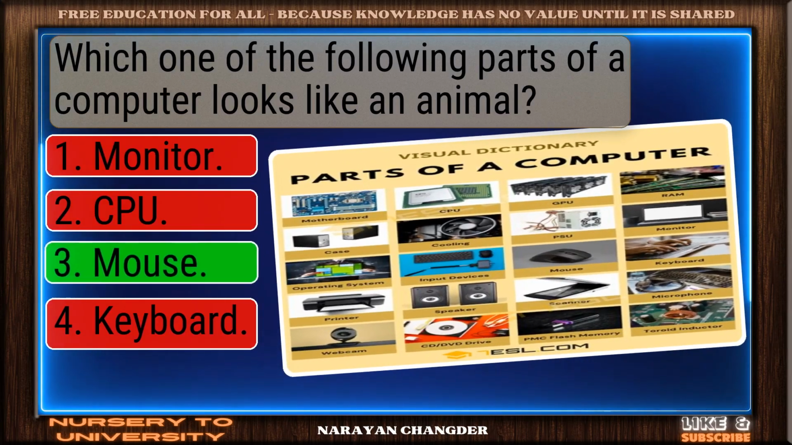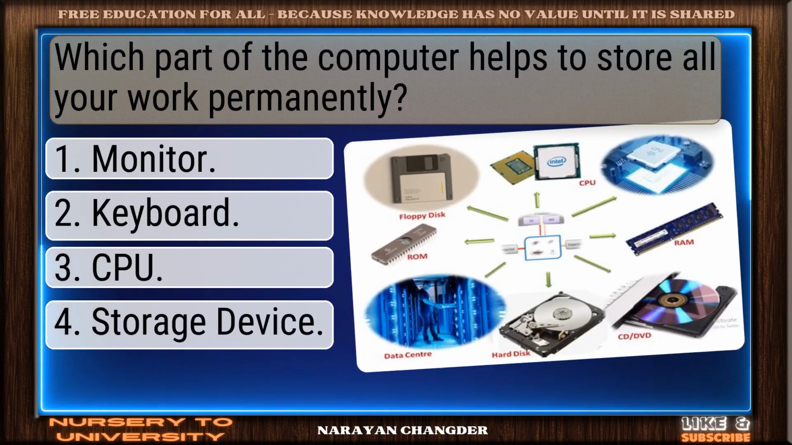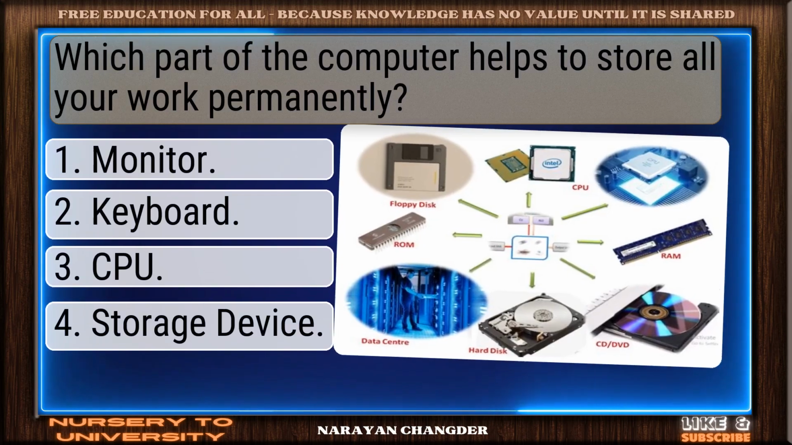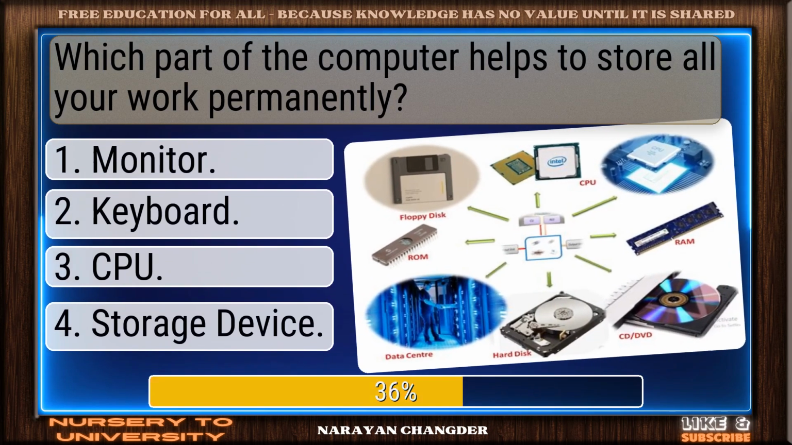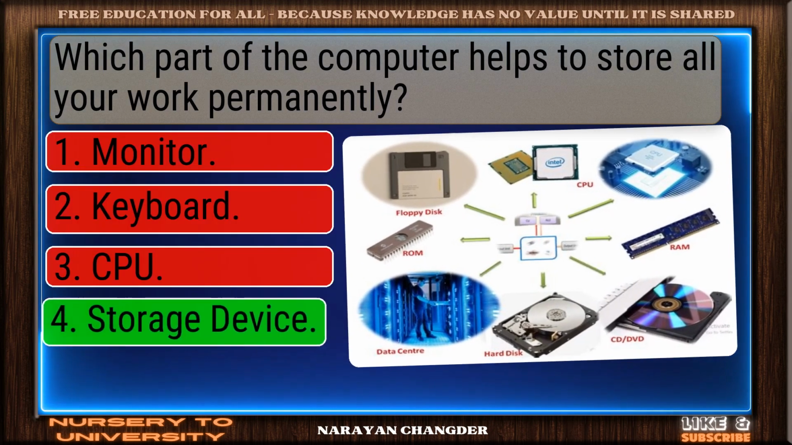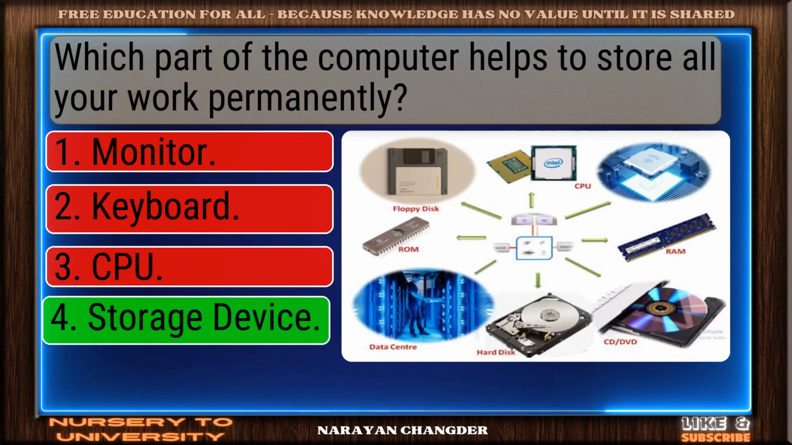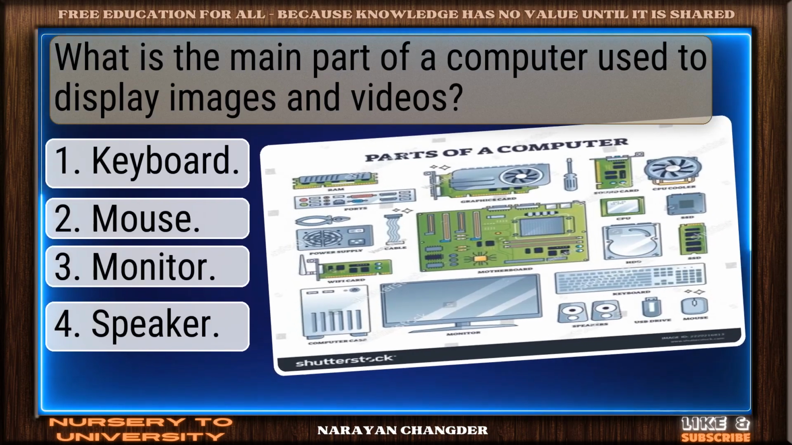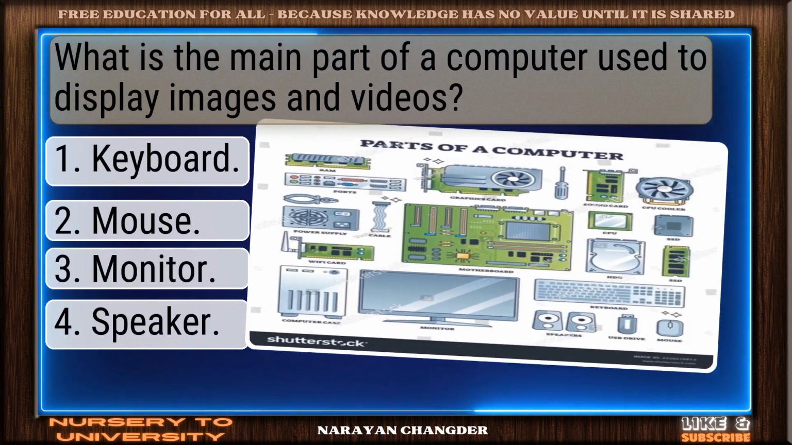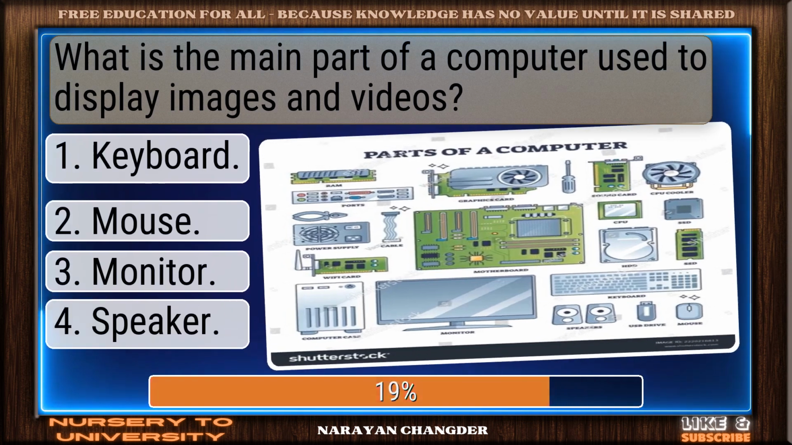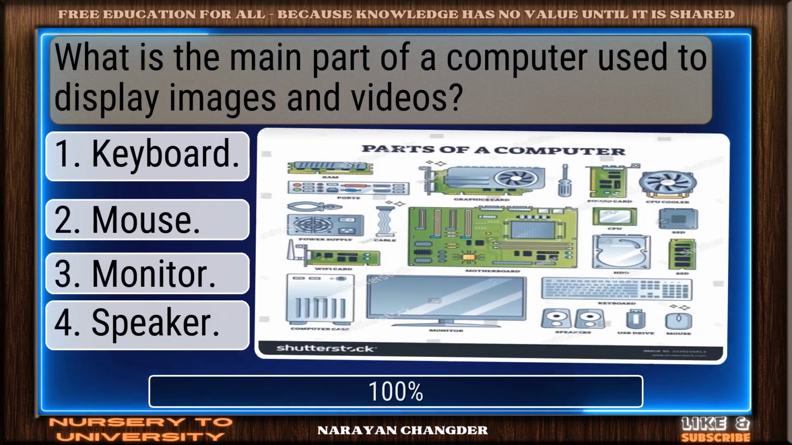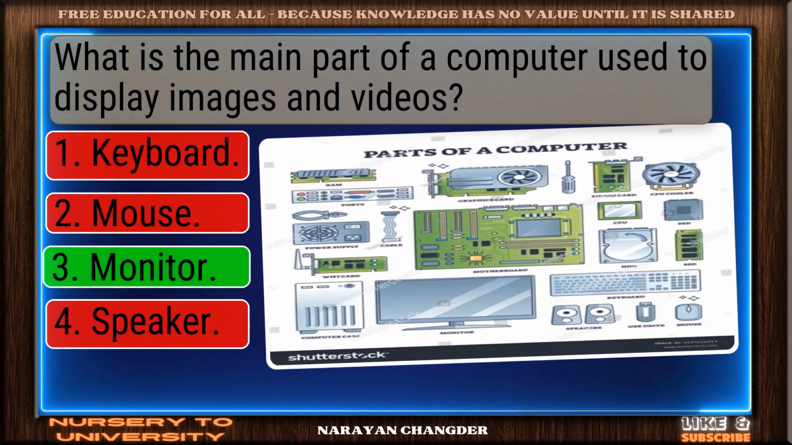You chose mouse. Correct. Which part of the computer helps to store all your work permanently? Well reasoned. Storage device is correct. What is the main part of a computer used to display images and videos? On track. Monitor is correct.